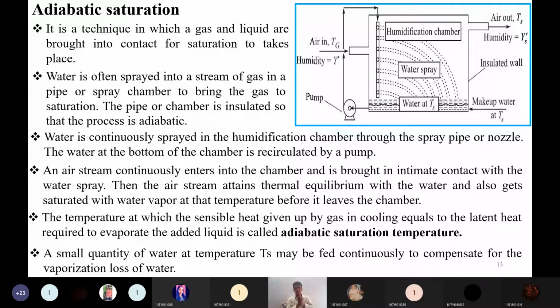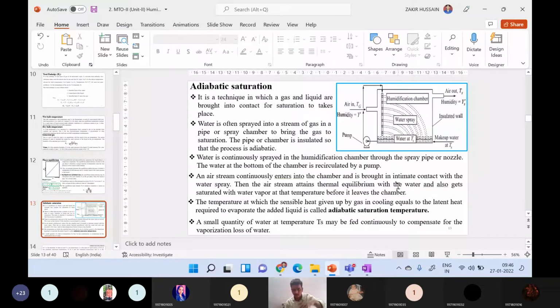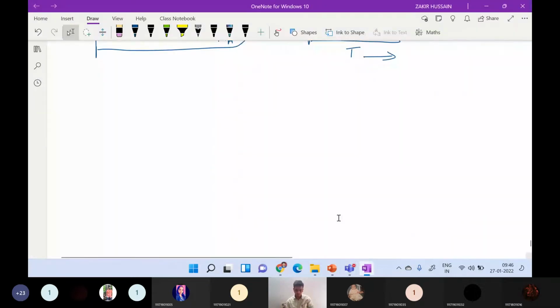Whenever the system is completely insulated, whatever process is going on inside is called an adiabatic process. Here, in the saturation process, we are saturating the surrounding air with water vapor. In a completely insulated chamber, such a process is called an adiabatic saturation process. So let us see what happens here. This is the topic, adiabatic saturation.